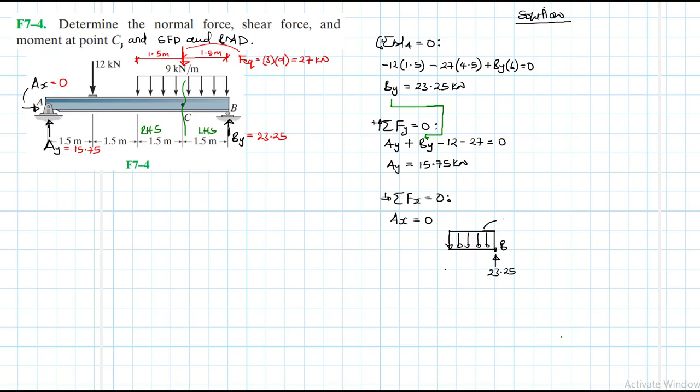And this one has a magnitude of 9 kilonewtons per meter. But we will be interested in finding the equivalent force, right? So at this point here, we're calling C, we have a shear force, VC, a moment, MC, and a normal force, NC.